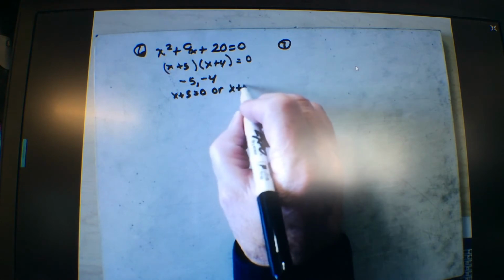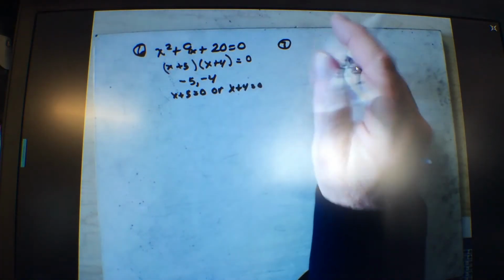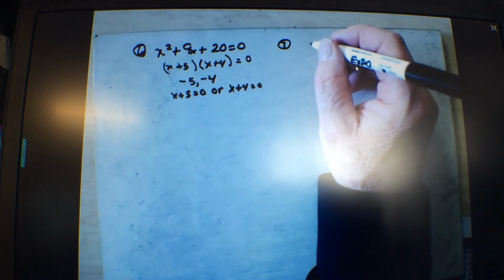I think it's better to do this, and I'll show you why in just a minute. But this, I think, and then you move the 5 over, it becomes negative. You move the 4 over, it becomes negative. Right, Dawson? Okay, but here's why.